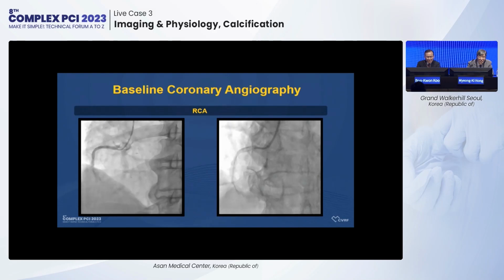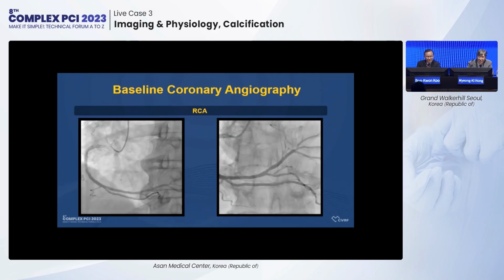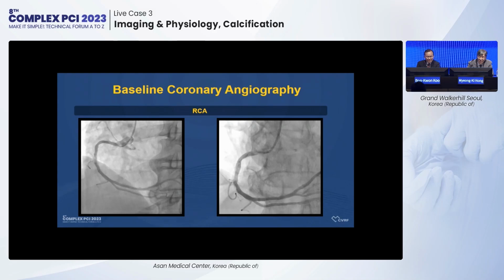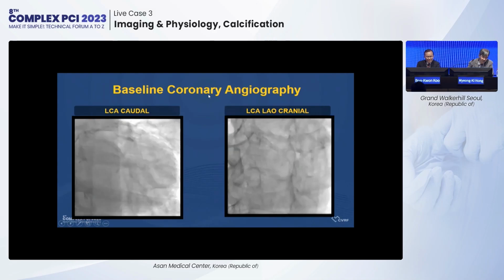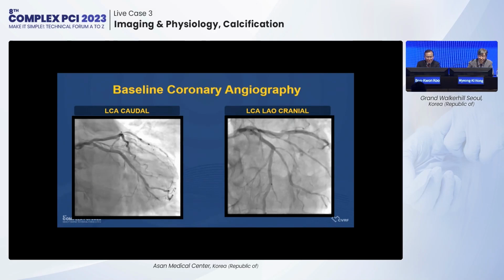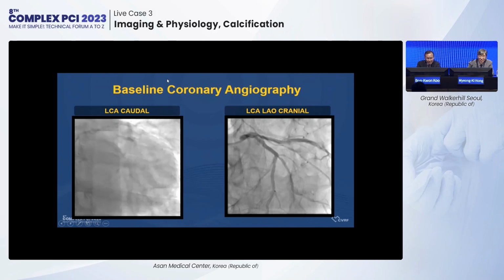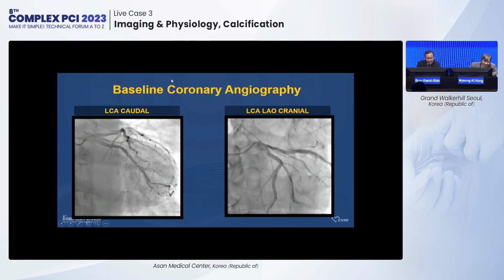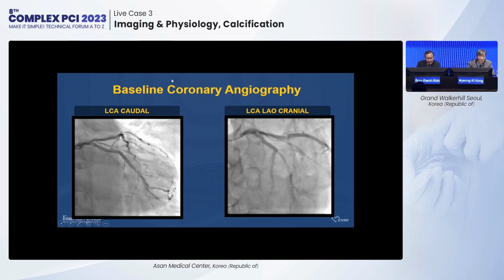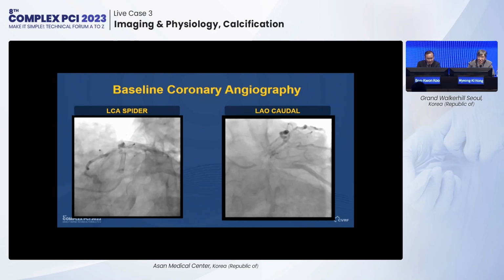Because his symptoms didn't improve, we did the baseline coronary angiography. The RCA showed mild stenosis at the proximal RCA. In the caudal view, there seemed to be a patent stent in the distal left circumflex, and there's some haziness at the left circumflex ostium. In the LAO cranial view, we can see in-stent restenosis at the proximal LAD stent. In the spider view and the LAO caudal view, there's haziness and some filling defect in the left circumflex ostium, so it seemed to be a coronary dissection.